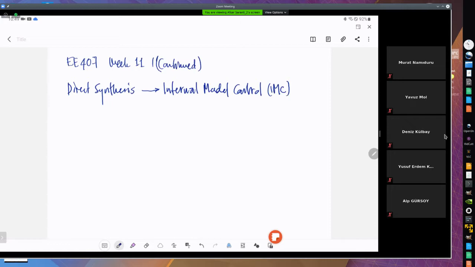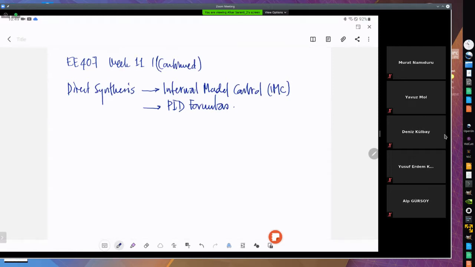So internal model control is a more advanced version of direct synthesis. So we need to first take a look at direct synthesis. Then we will cover internal model control, and then this will give us many of the PID formulas that we have, in particular for the FOPDT model.